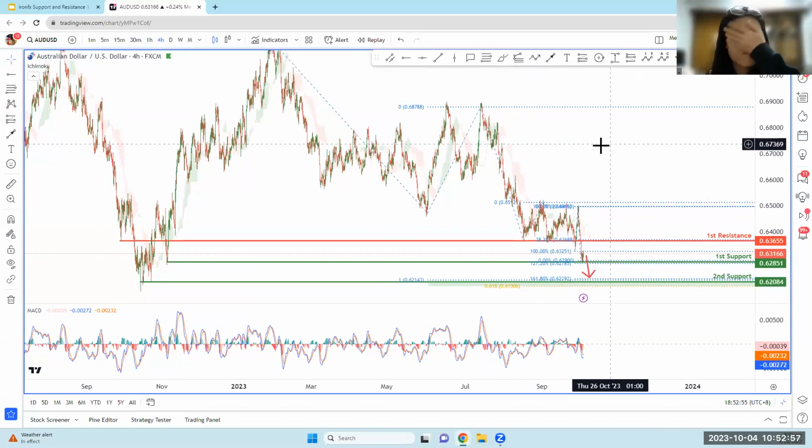Okay, any questions before we go? You have to include the wick in swing high and swing low in putting resistance and support.